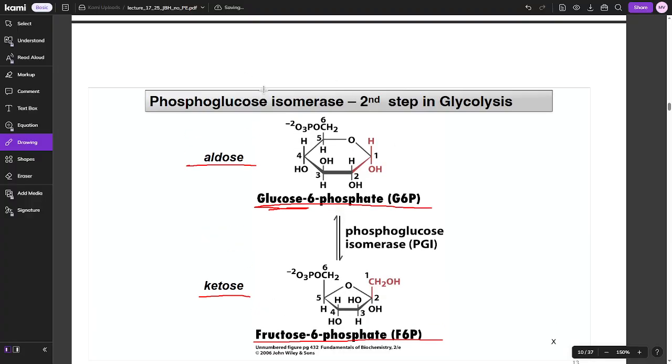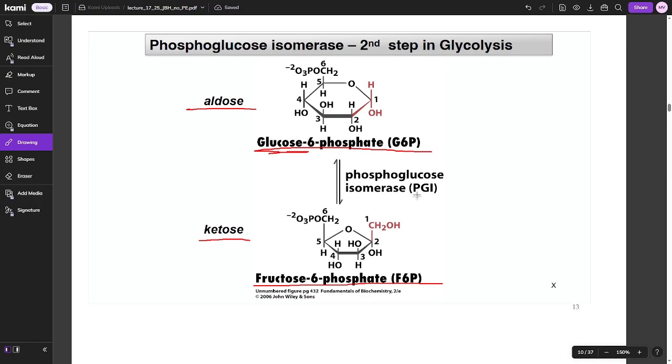So this step, pretty straightforward, I would say. You just isomerize the glucose 6-phosphate you just made into fructose 6-phosphate using phosphohexose isomerase or phosphoglucose isomerase.